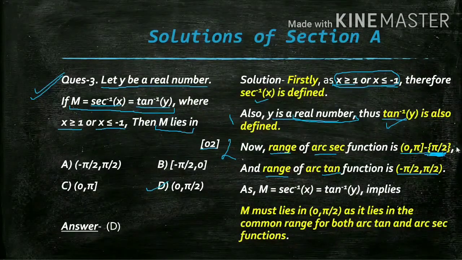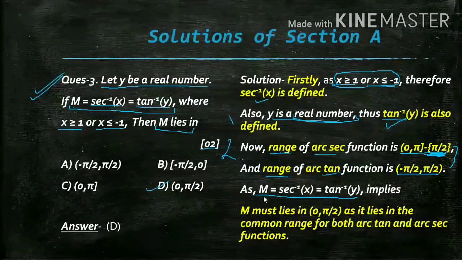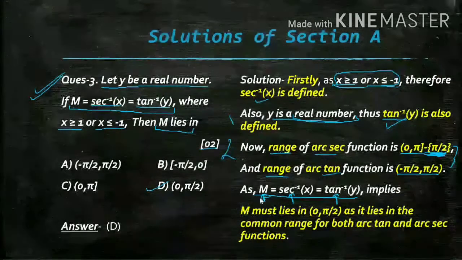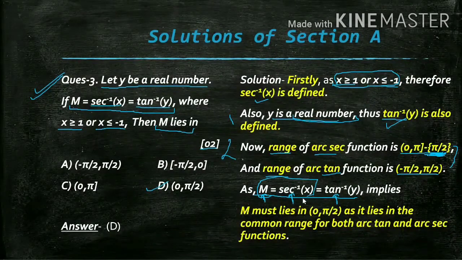Basically, if you get up till this, your question is 100% solved. Just you need to use this given thing. Now, the important thing, just understand this carefully. M is equal to sec inverse x, also equals to tan inverse y, right? You need to find where this M lies. That means what can be its value. Now, this is equal, so I can take M equals to sec inverse x first.